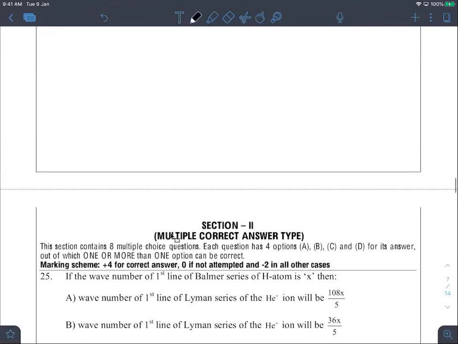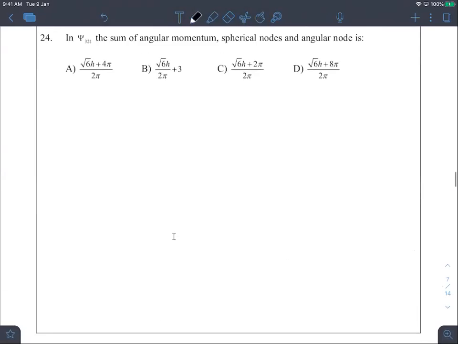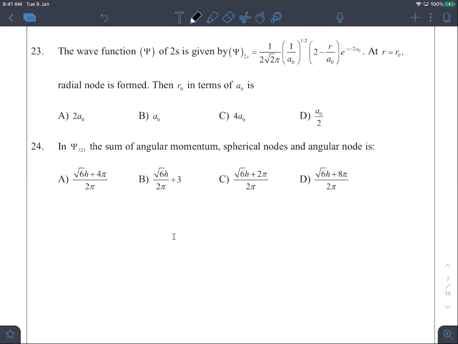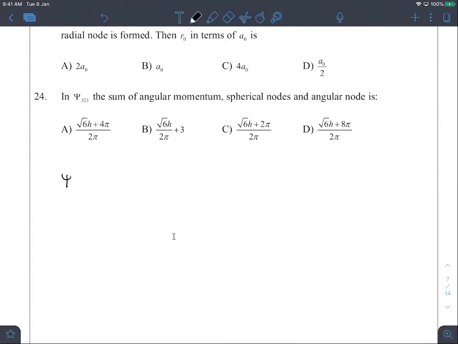Sir, actually, I didn't understand the notation only. Which one? In the 24th one. This one? Notation. Yes, sir. Psi of 3 2 1 represents n is equal to 3, L is equal to 2, and ML is equal to 1. Okay. Oh, okay, sir. Right, Arnav? That's right.